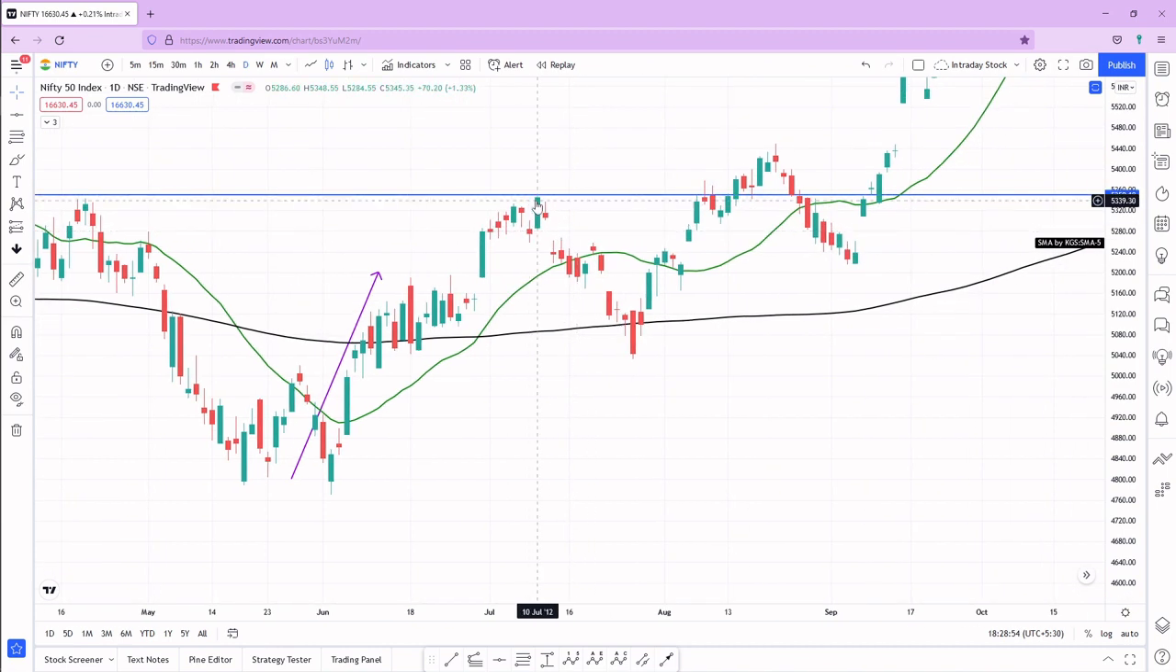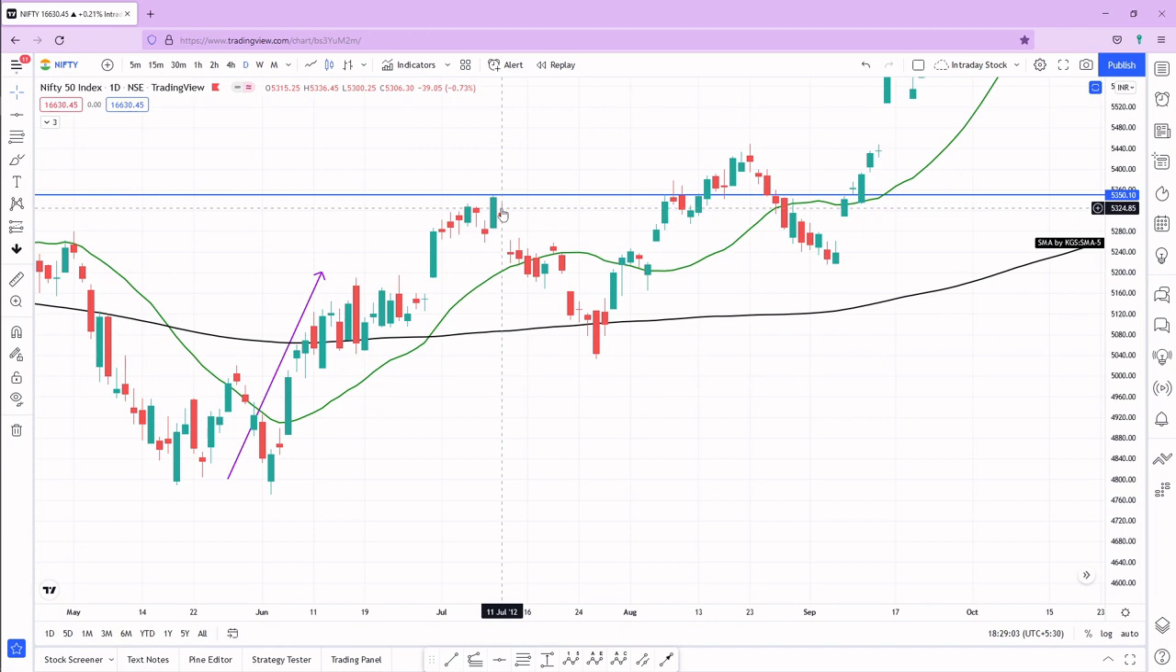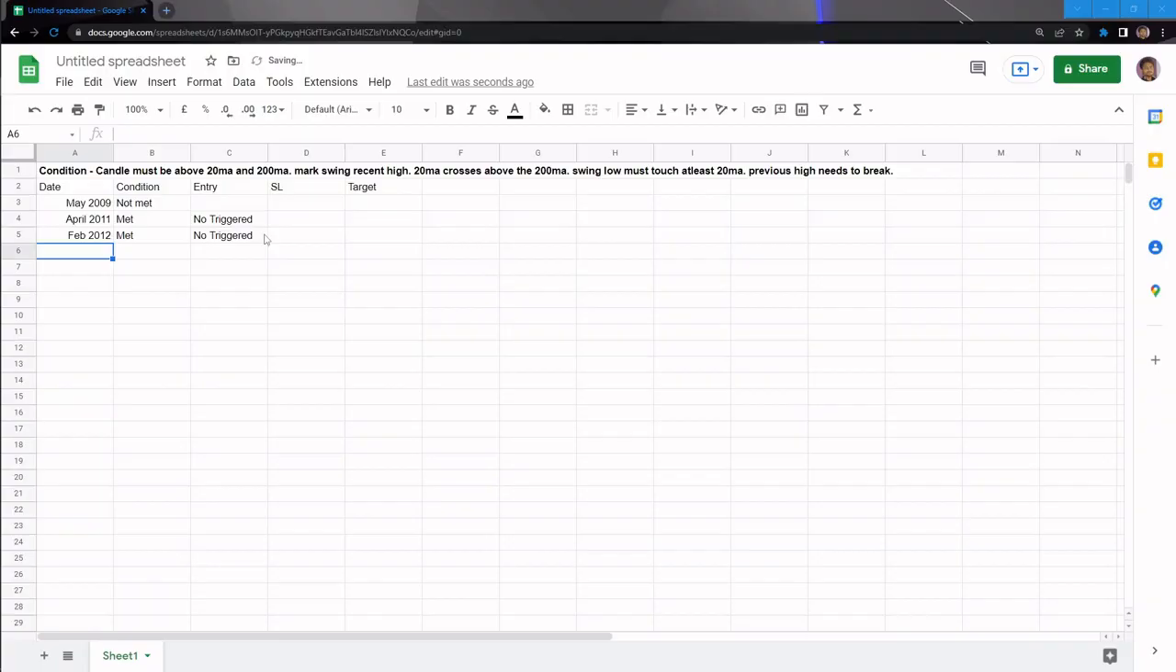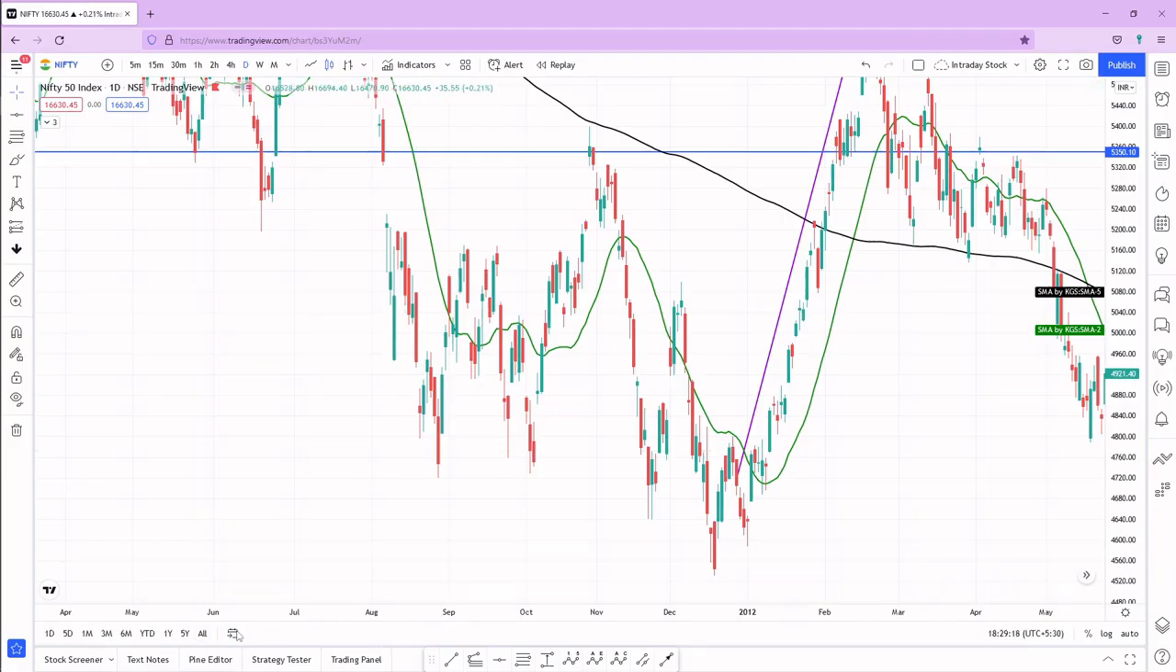Why would it have been over here? Because the pullback is coming towards the 20 SMA and 200 SMA. Clear? Now the pullback has come, and it has come at the 20 SMA and 200 SMA, and after that, here only the entry got triggered. Okay, all these days whatever we have tried, okay, let us go there and take May 2009, right?